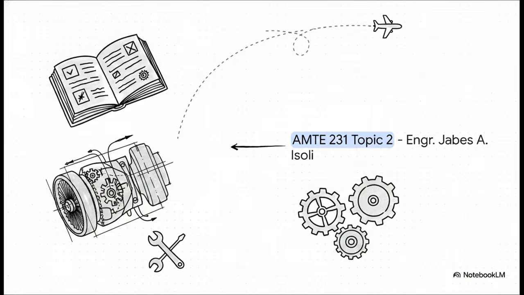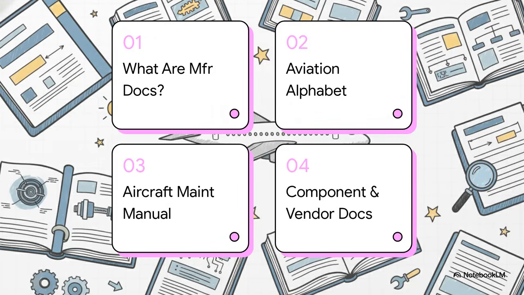blueprint. Today's explainer is a comprehensive summary based entirely on the AMTE 231 course, specifically Topic 2, created by engineer James A. Isoli. We are going to translate these vital engineering concepts into a clear, really accessible visual guide. Okay, let's dive into this. Here is our roadmap for today.